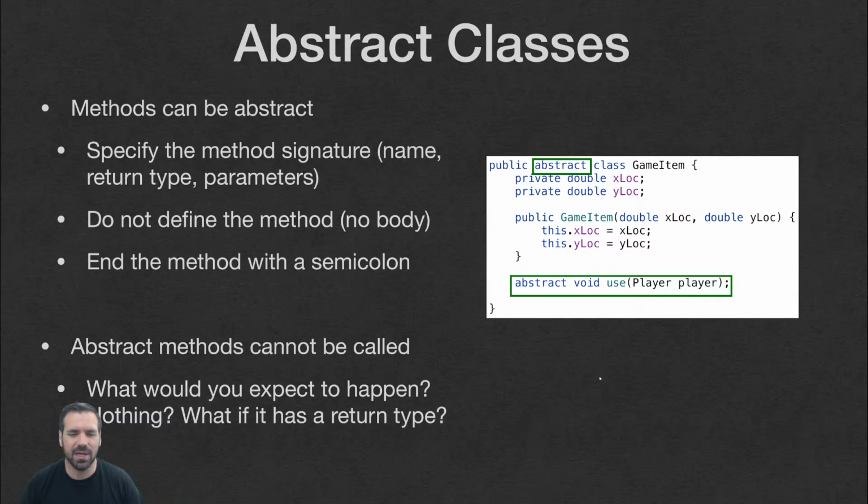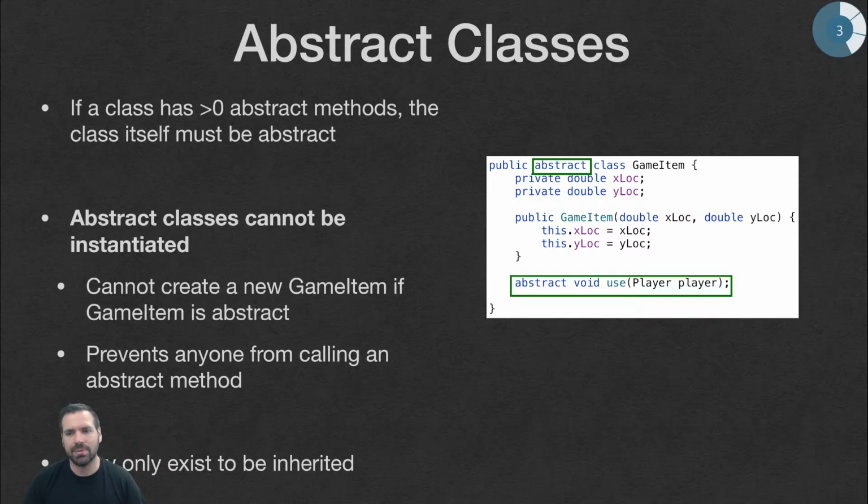Like, what happens when we have methods that have return types? What should we return? It's not clear what should happen. So Java just says, no, you can't call abstract methods. Period. It's not allowed. You have a method with no definition. What do you think you're doing calling that? That can't happen. So if you have an abstract method in a class, the class must be abstract.